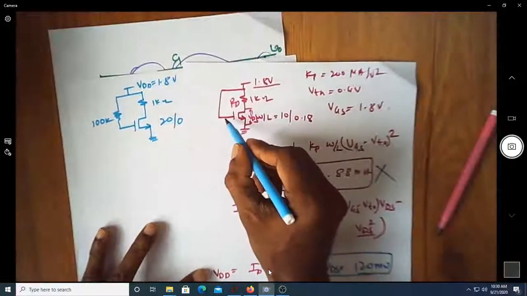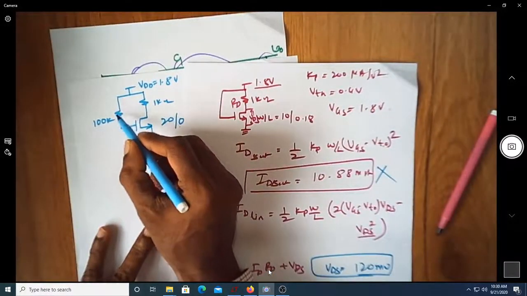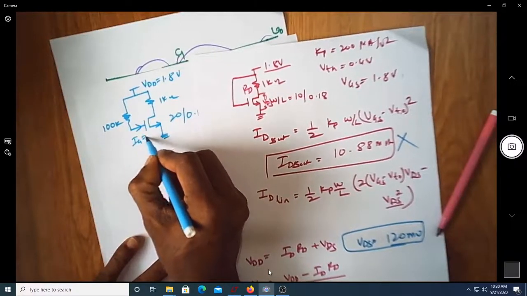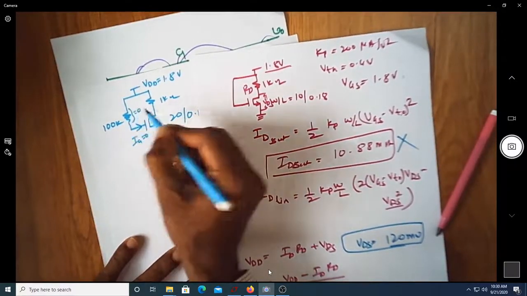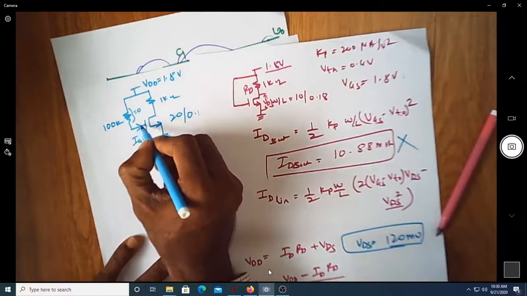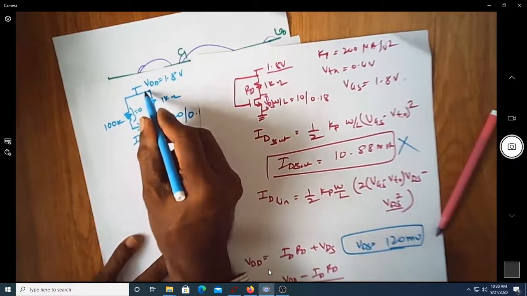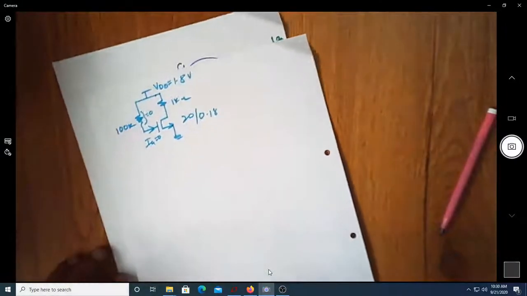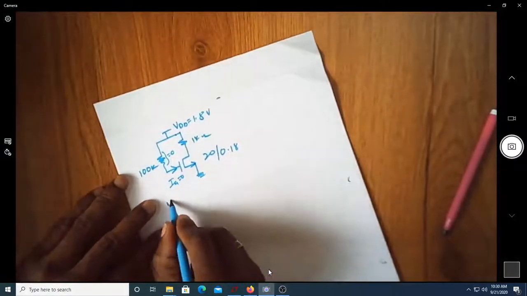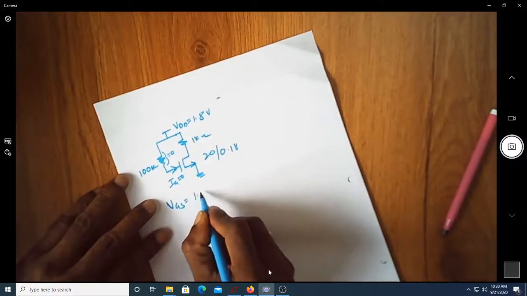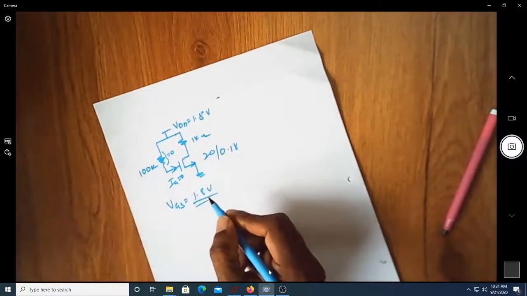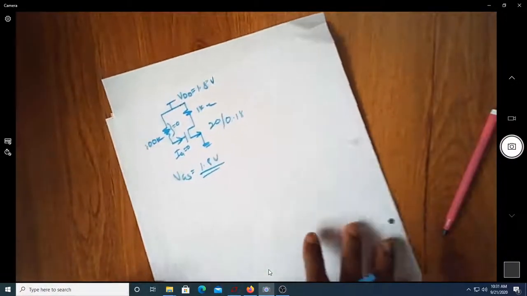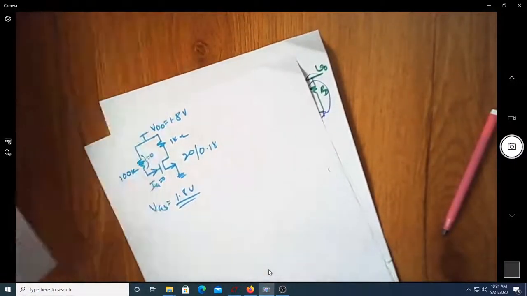You can see this is shorted here. There is a 100k coming here. Even though there is a 100k coming here, this IG is equal to 0. There is no drop here, so there is a 0 drop. You can treat the voltage at the gate same as voltage at the VDD point. So in this case also VGS is equal to 1.8 volt. So we can solve the problem by assuming the transistor in saturation region.